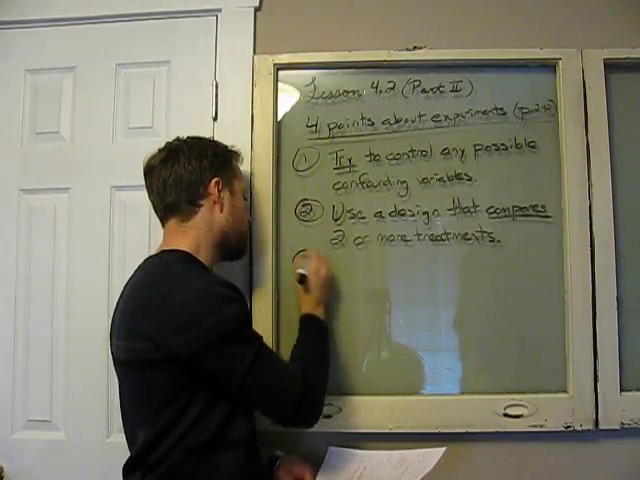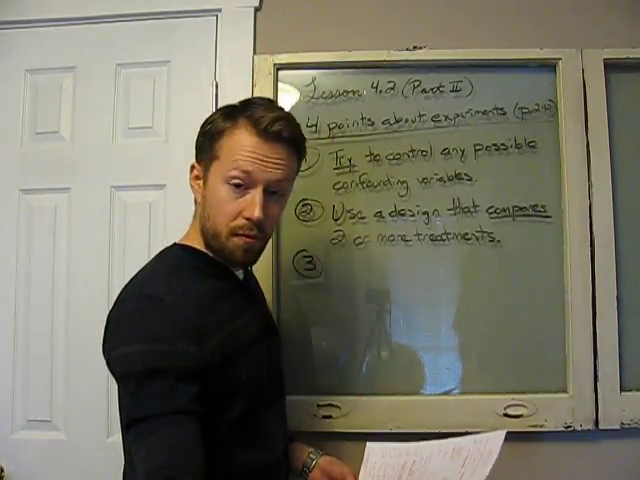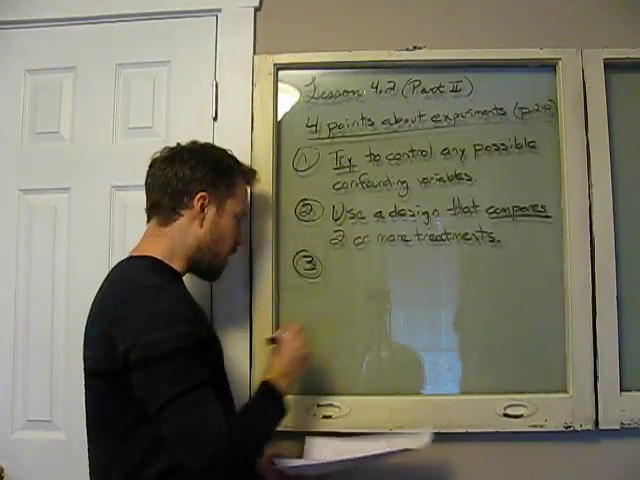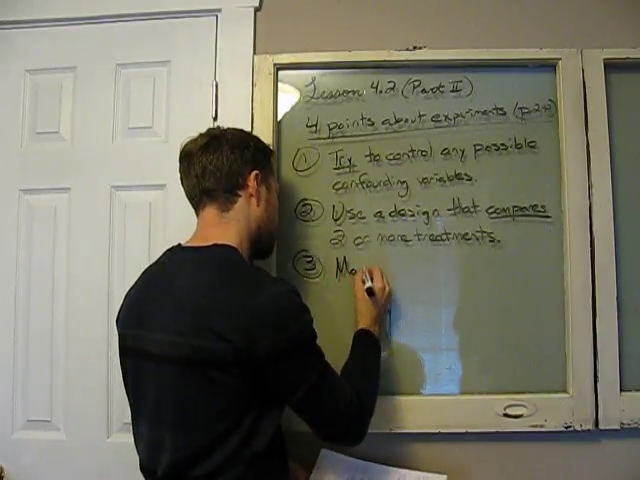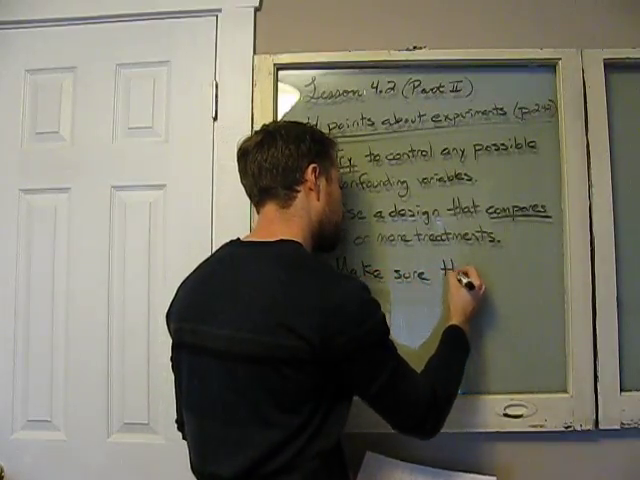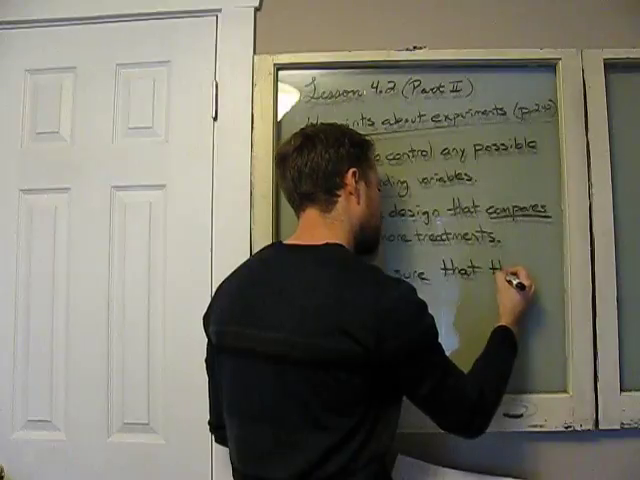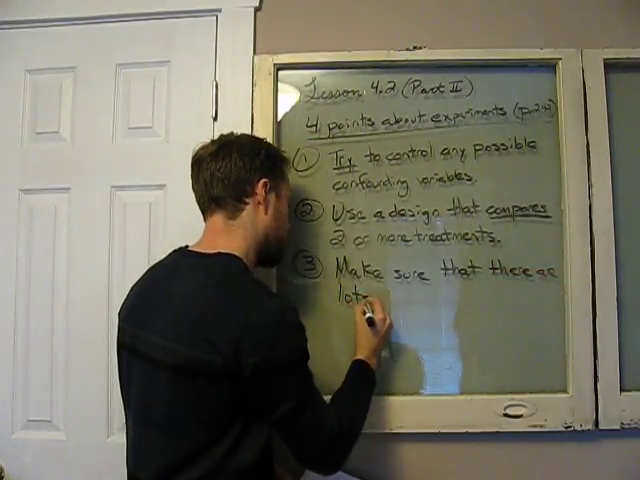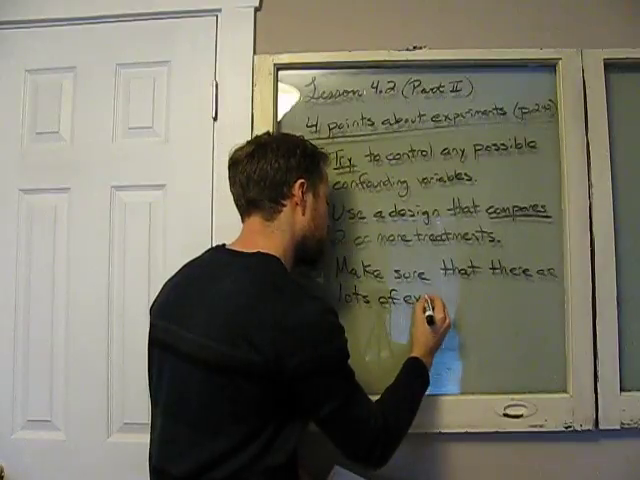Let's see, point number 3, this is number 4 on the list on page 242. We want to make sure that there are lots of experimental units.